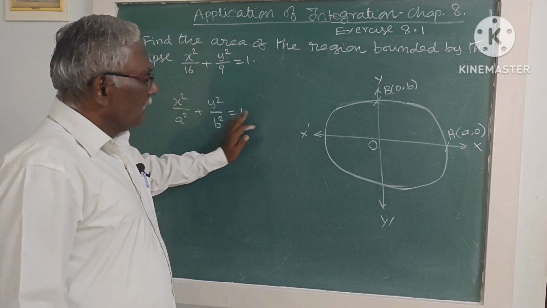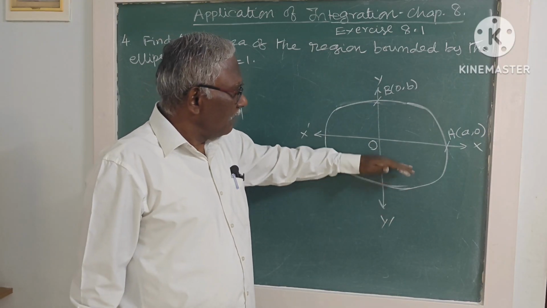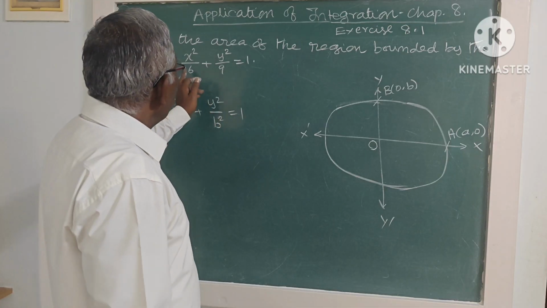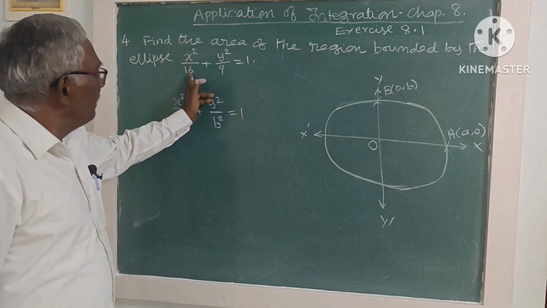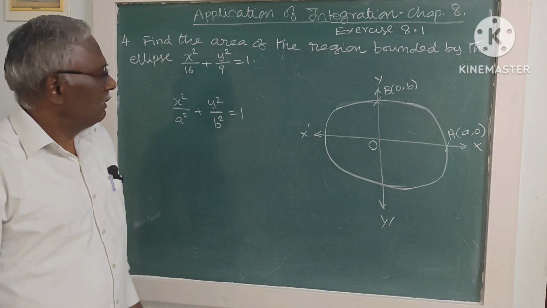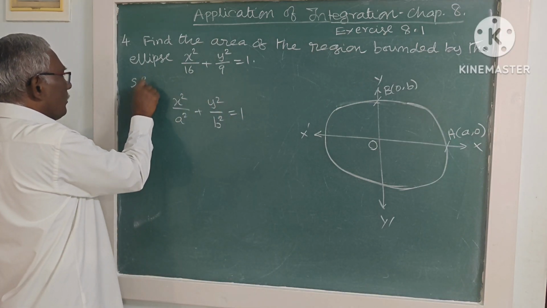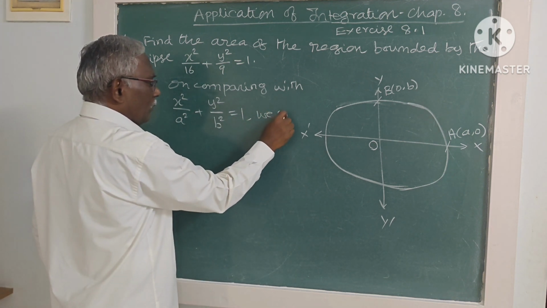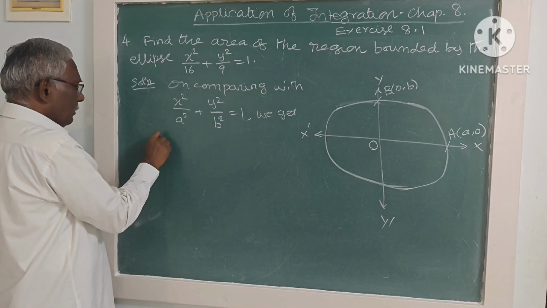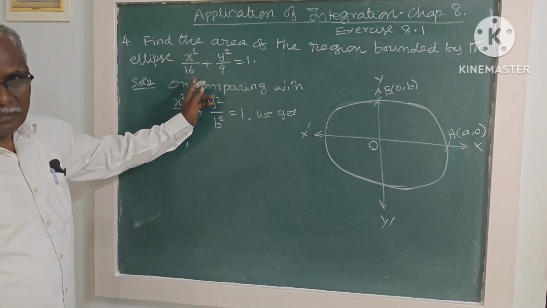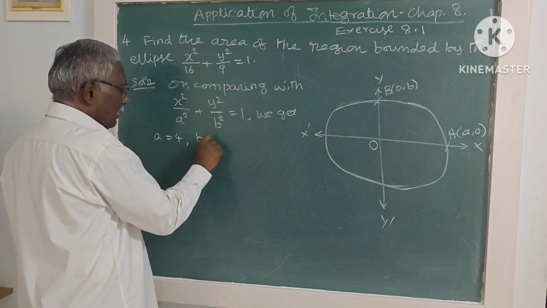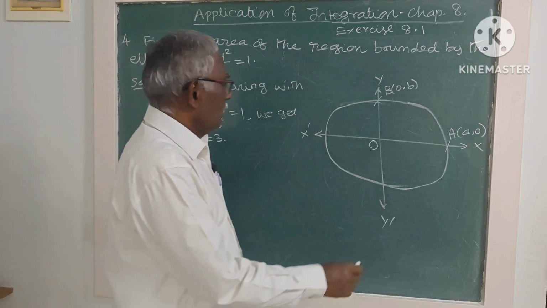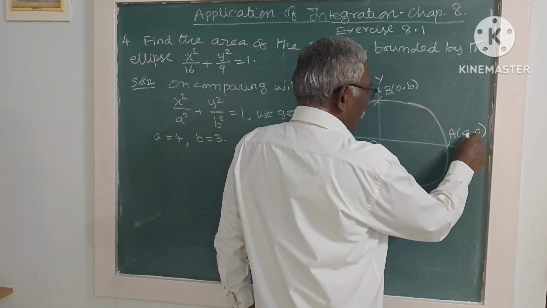And because of symmetry, this ellipse is symmetric about the x-axis as well as about the y-axis. In our problem, we have ellipse x squared by 16 plus y squared by 9 is equal to 1. On comparing with x squared by a squared plus y squared by b squared is equal to 1, we get a is equal to 4, since 16 is 4 squared, and b is equal to 3. So that means the major axis is along the x-axis. So this is 4 comma 0.